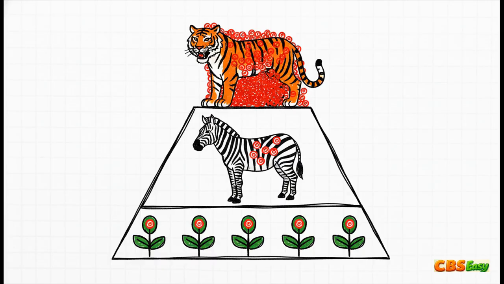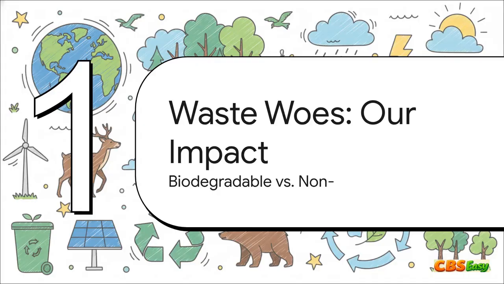And that's biological magnification. The real kicker? Humans are at the top of so many food chains, which means we can end up with the highest, most dangerous concentration of all. Okay, let's switch gears to our 5th mission, our own impact, specifically our waste.